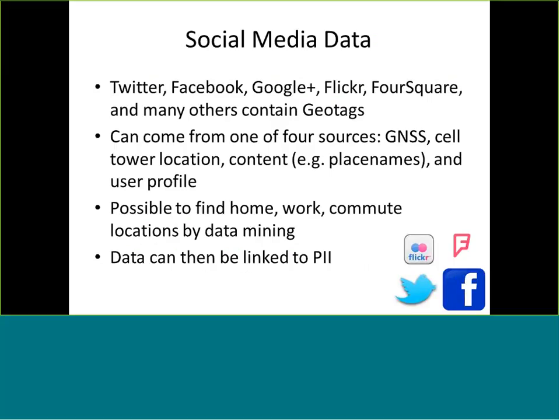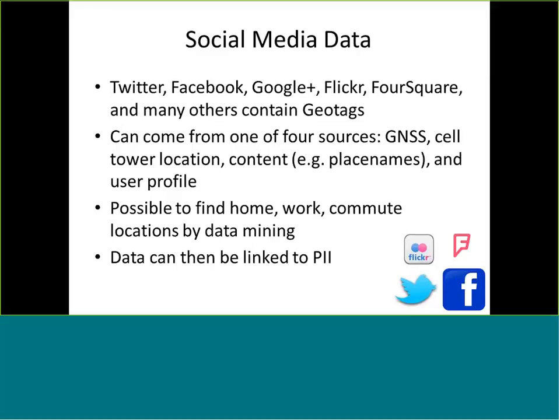If we have addresses in the geotag in the data, it's usually going to come from one of four sources. In the case of a smartphone that has a GPS chip, it's coming from one or more global navigation satellite systems. So the iPhone, for example, uses both GPS and the Russian GLONASS system. It can also come from the cell tower location, not quite as accurate or precise, but still can give a location that has meaning. It can come from content.